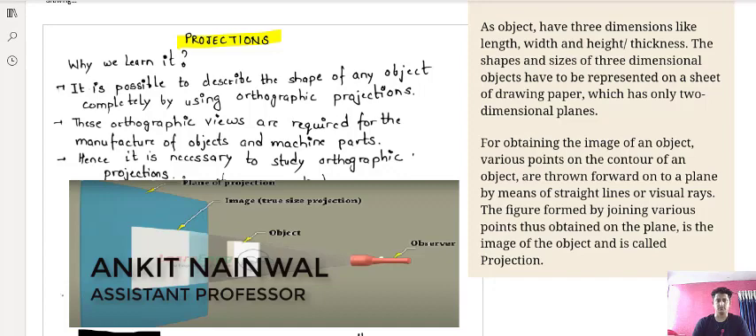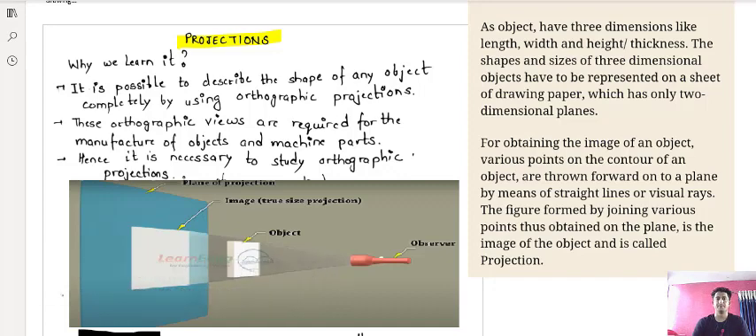So before making any drawing, you need to understand the topic projection. So what is projection? Suppose you have a certain idea of making an object in your mind. First of all, you need to put that idea onto paper. So how will you do that?